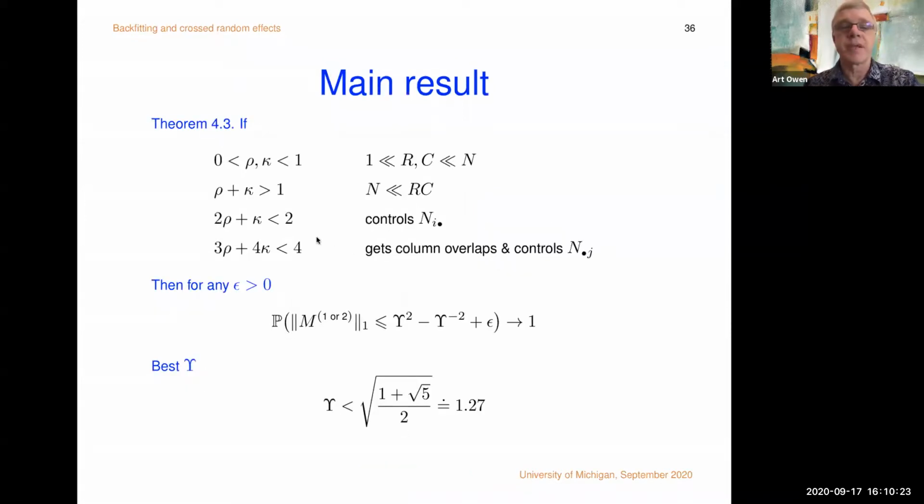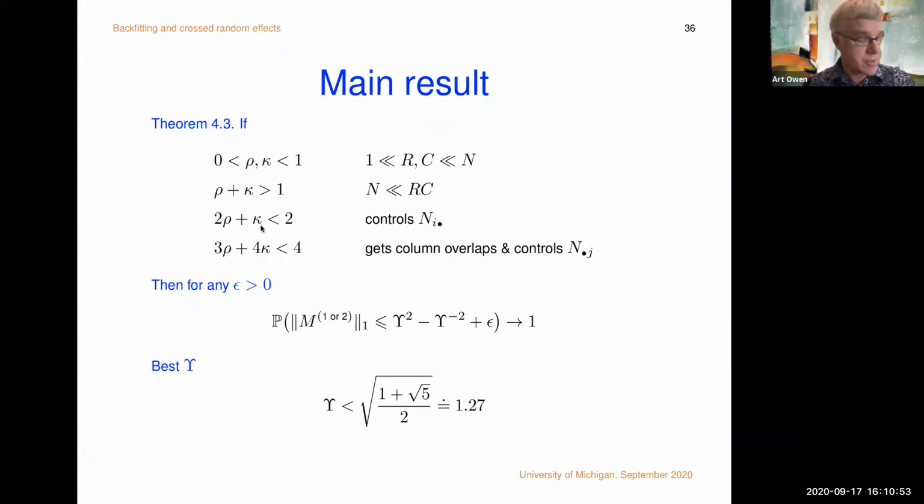Okay, so here's our main result. We need some conditions. So these rho and kappas are between 0 and 1. It needs to be more than 0 so that R goes to infinity. It needs to be less than 1 so that R is below N. And rho plus kappa have to be bigger than 1 so that our total sample size is way less than RC. So that's just turning our assumptions into conditions on rho and kappa.